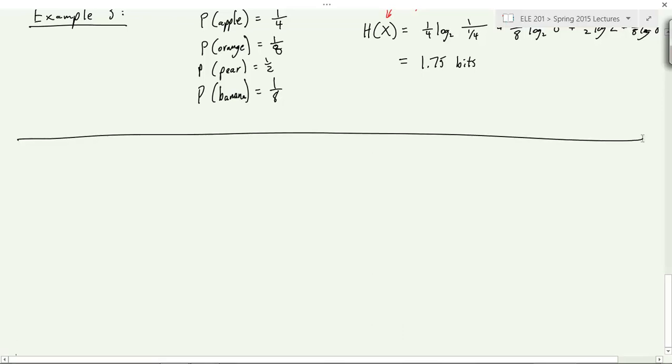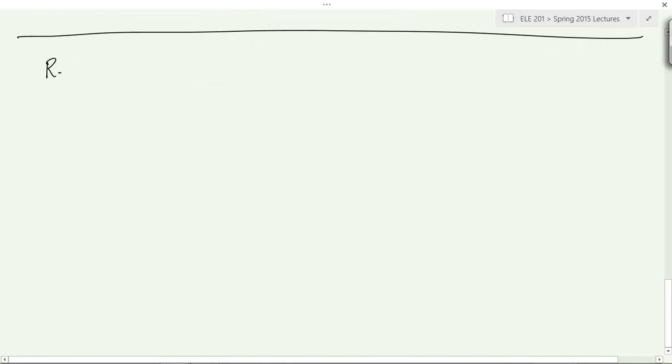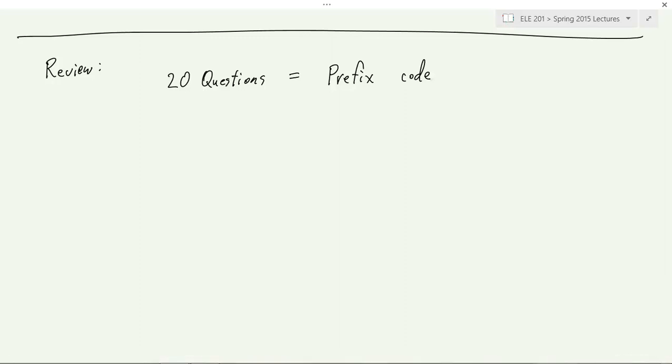So first, for some very brief review of last time, what did we discover? We discovered that the 20 questions game, and I'm calling it 20 questions, but really I mean the binary guessing game, is equivalent to prefix codes. In other words, any strategy in that game could be described as a prefix code. It's a prefix because you have to know when you're done. In order to know when you're done, your sequence of answers that led to that conclusion cannot be the beginning sequence for any other conclusion, or else you wouldn't know that you're done.